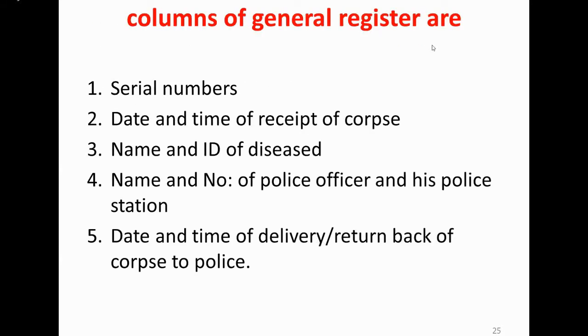कॉलम ऑफ द जनरल रजिस्टर्स क्या होते हैं, उसमें एक सीरियल नंबर होता है, डेट एंड टाइम ऑफ द रिसिप्ट ऑफ द कॉर्प्स होता है, नेम एंड आइडेंटिटी ऑफ द डिसीज्ड होता है. ठीक है, इफ नोन. अननोन है तो अननोन लिखेंगे. नेम एंड नंबर ऑफ द पुलिस ऑफिसर एंड हिज पुलिस स्टेशन. जो अकम्पनी कर रहा है, यू नीड टू टेक दैट ऑफिसर्स नेम, उसका बेल्ट नंबर होता है, बकल नंबर उस पर दी हुई होती है, वो आप लिखते हैं. डेट एंड टाइम ऑफ डिलीवरी और रिटर्न बैक ऑफ द कॉर्प्स टू द पुलिस.